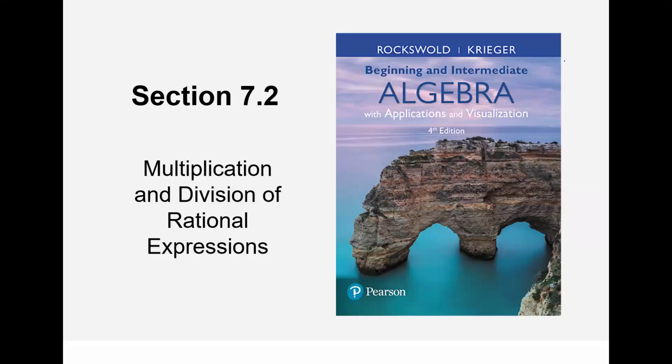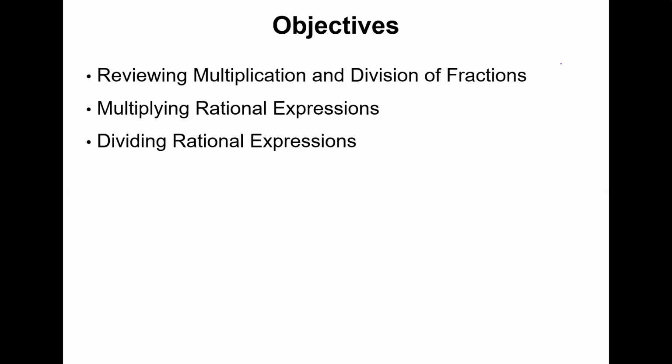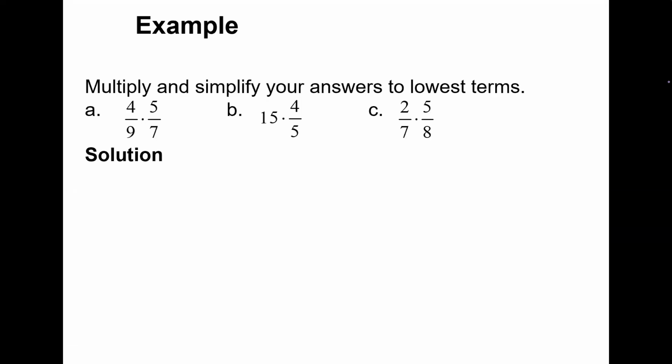Okay, we're in chapter 7, and this is section 7.2 on multiplication and division of rational expressions. So our objectives here are reviewing multiplication and division of fractions, then multiplying rational expressions, and finally dividing rational expressions. So multiplying and simplifying your answers to lowest terms is what we're supposed to do here.